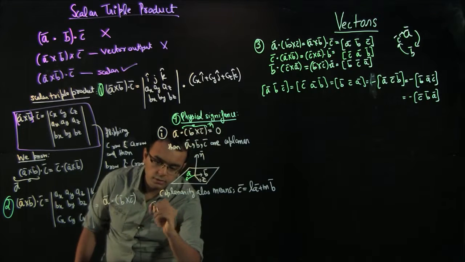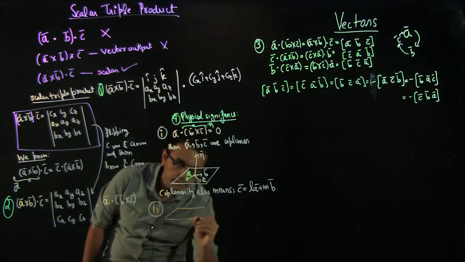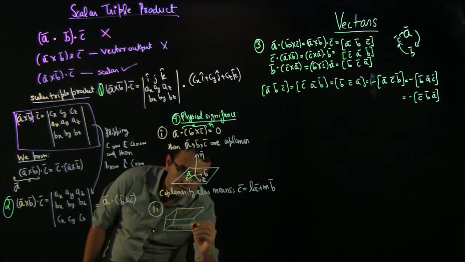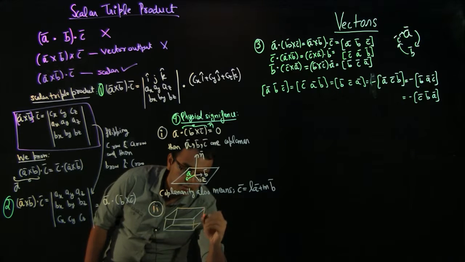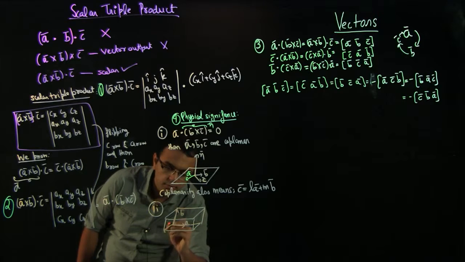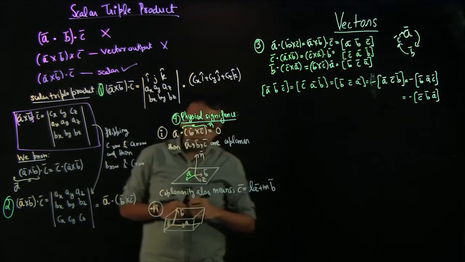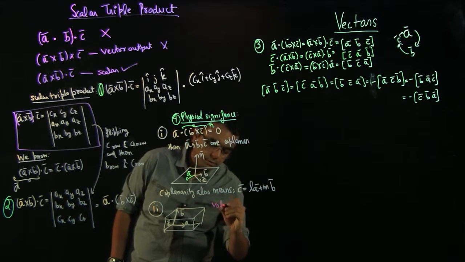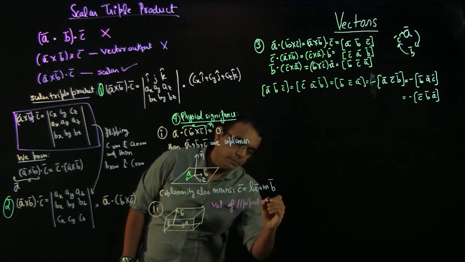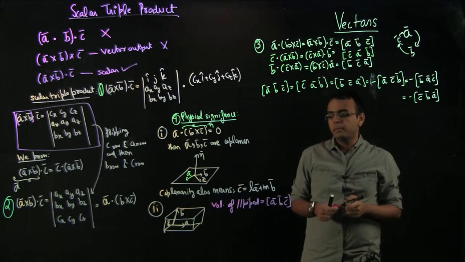Second thing that I just want you to learn as a formula: if there is a parallelepiped, what is a parallelepiped? It's like a rectangle, but rather than having perpendicular sides, it is just parallel. So it's like a 3D parallelogram. And the volume of the parallelepiped, if the three sides are A vector, B vector, C vector, is ABC.